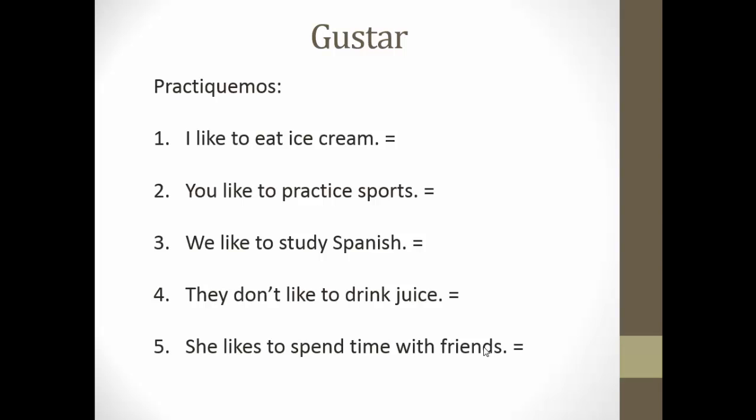Okay, so 2 different ways you could do this. They don't like to drink juice can be, a ellos no les gusta beber jugo. Or you could just say, no les gusta beber jugo. Also, don't forget that to drink can also be tomar. So instead of beber, you could have said, a ellos no les gusta tomar jugo. Look at número 5. She likes to spend time with friends. Pause the video, and when you start it again, I'll go through it with you.